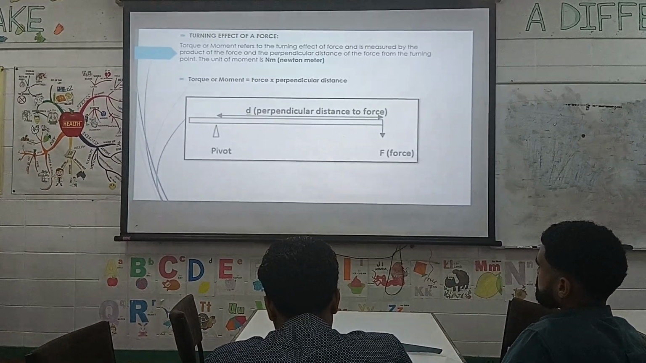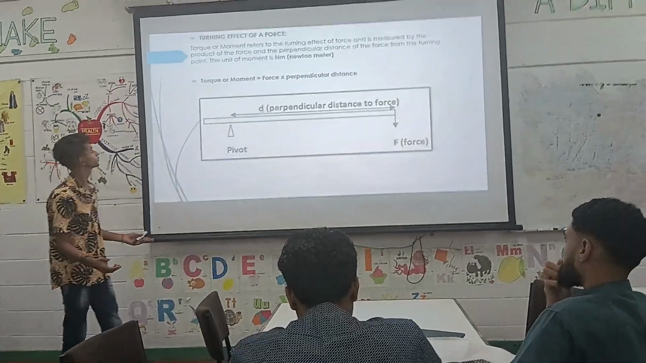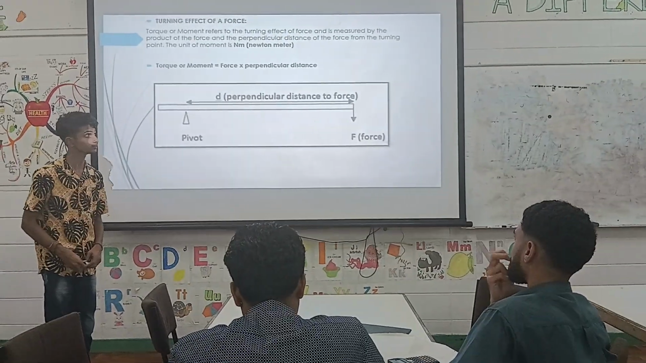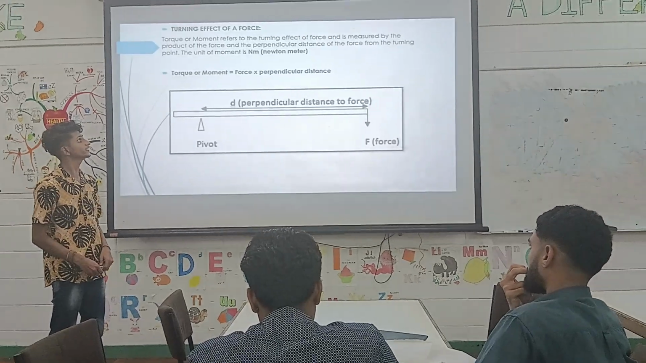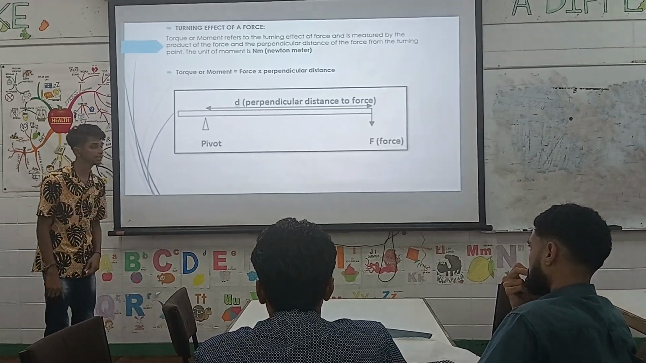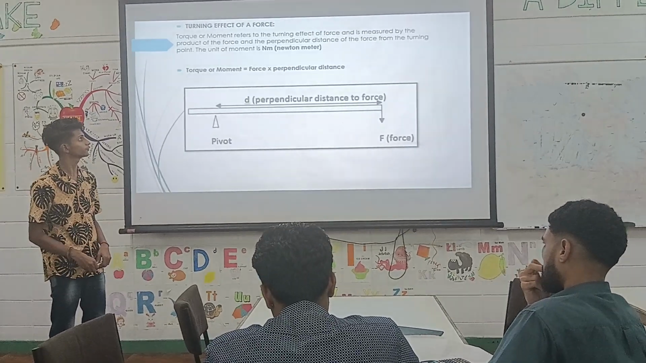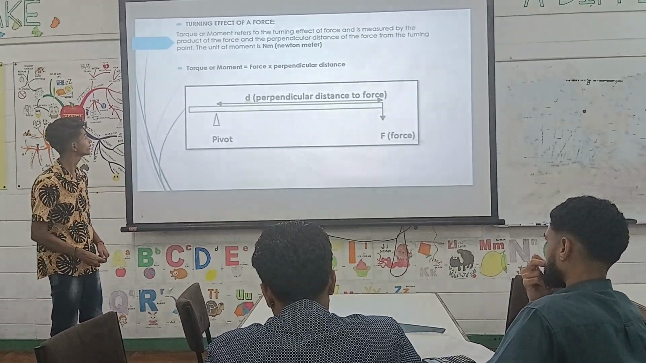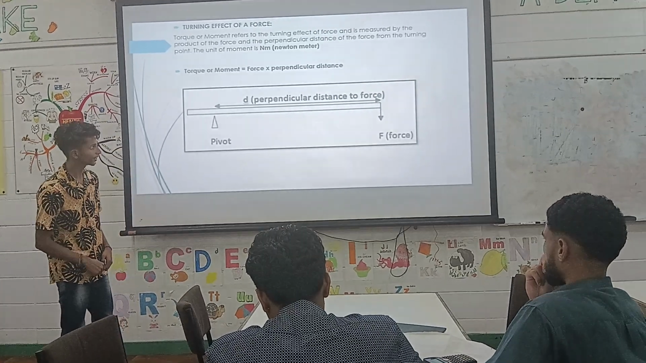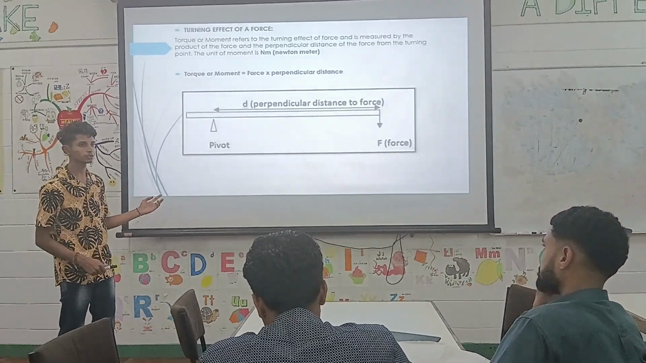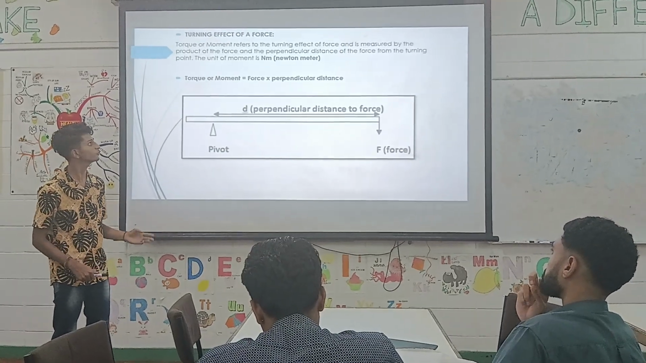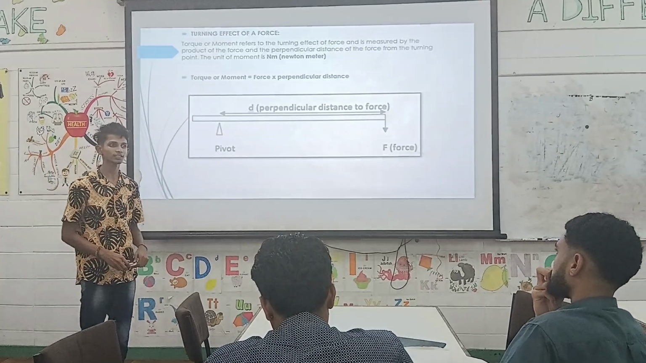So the turning effect of a force is the moment. Torque or moment refers to the turning effect of a force, and it is measured by the product of the force and the perpendicular distance of the force from the turning point. The unit of moment is newton meter. You have to remember this because you are going to write the unit everywhere after the calculation. If you don't write the units, your marks may be deducted.